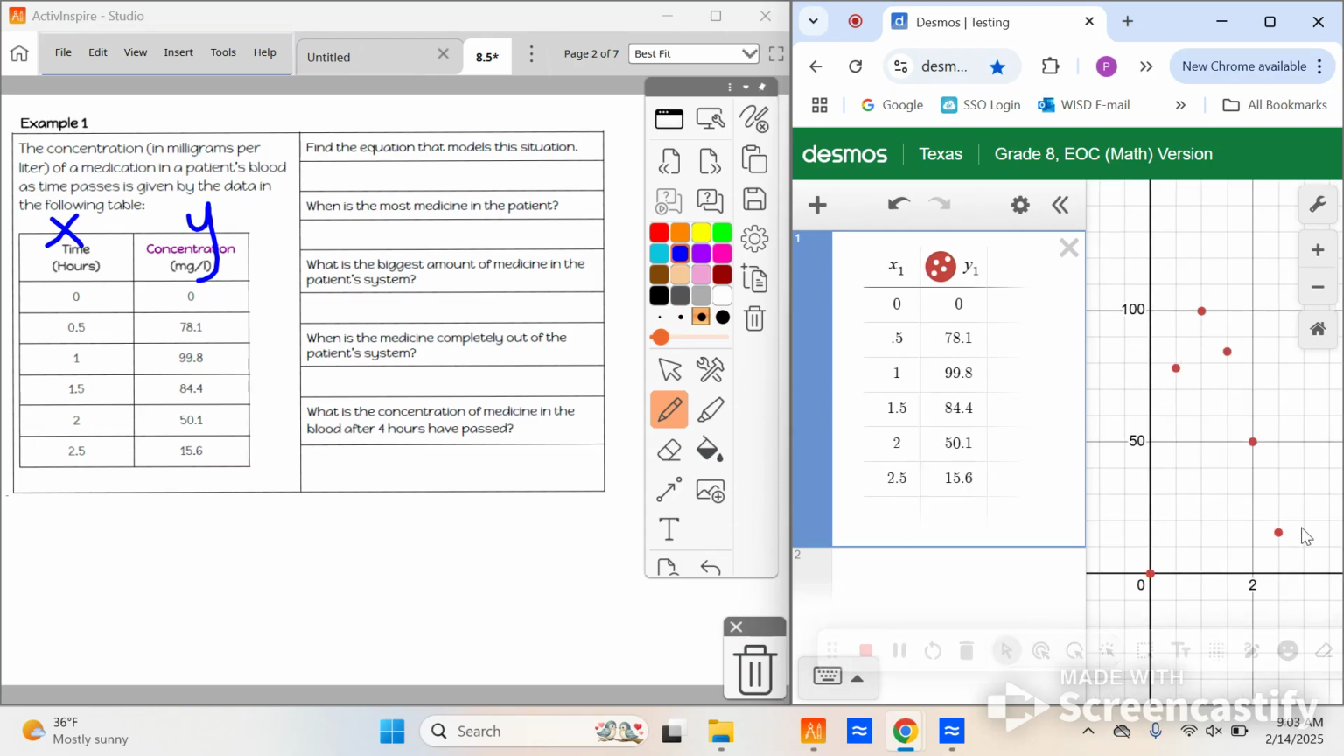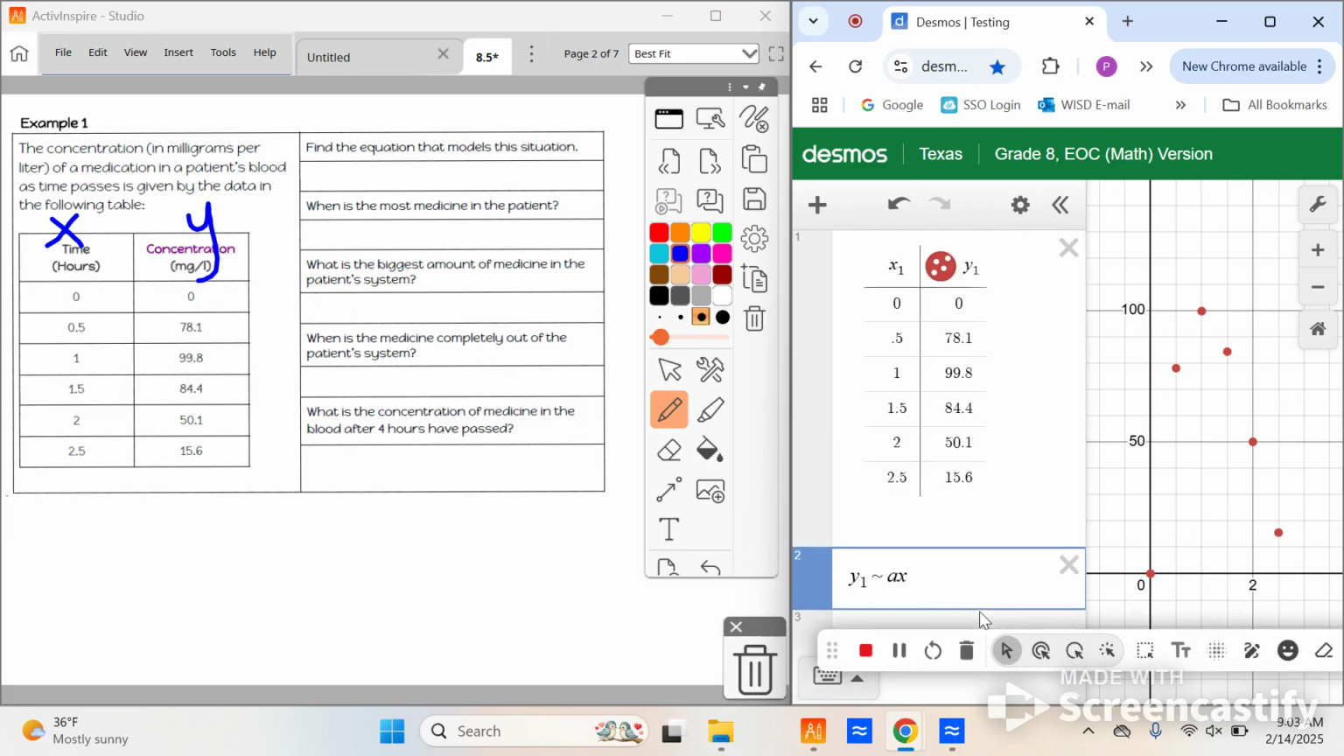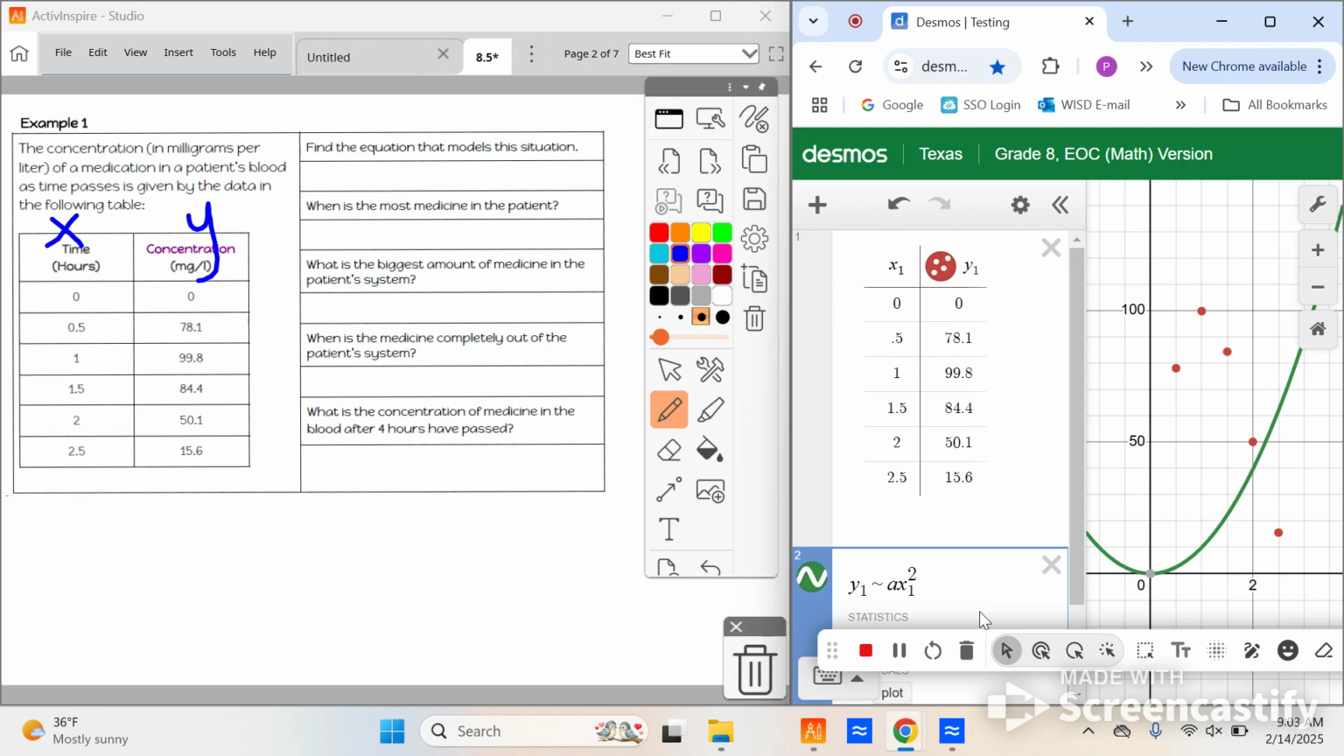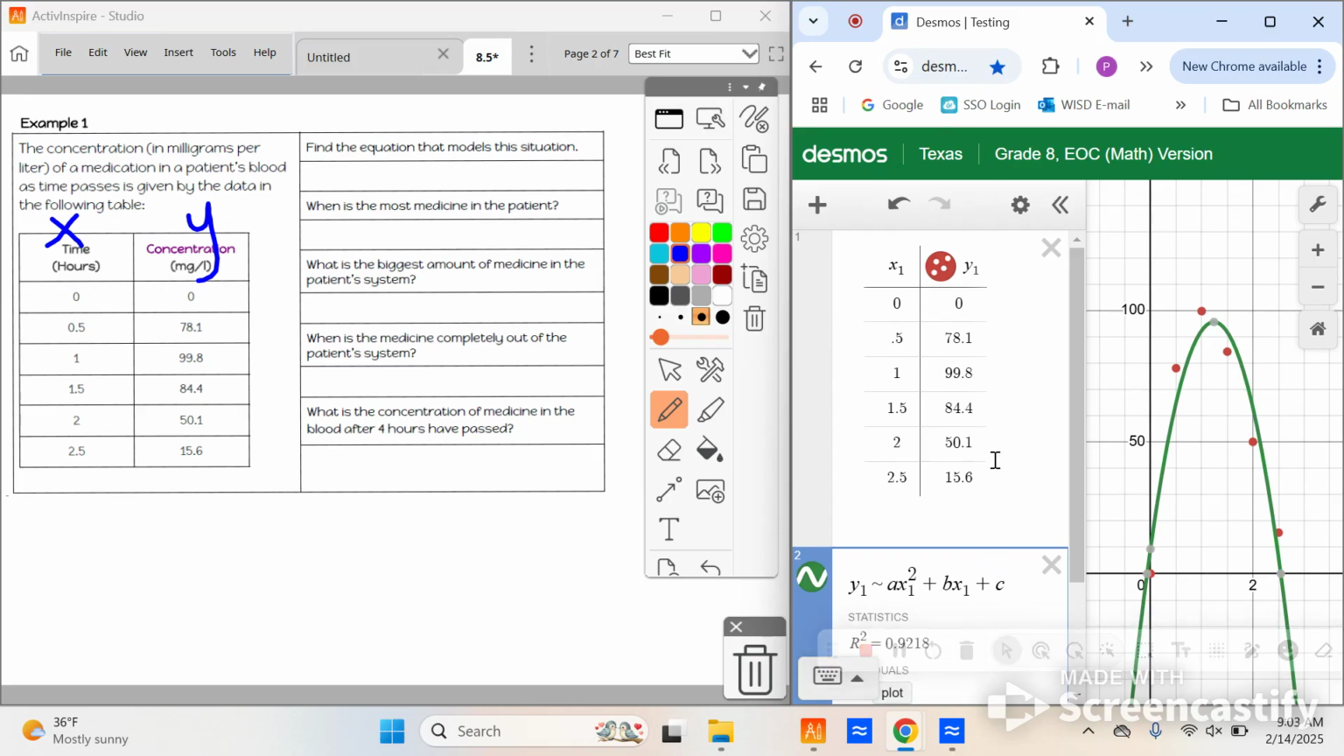and you can see a little bit of that parabola, and we're going to use our quadratic function, y1 tilde ax1, use the caret button, squared, plus bx1 plus c. So now it's connecting the dots, and it is approximate. So this is like a trend line.